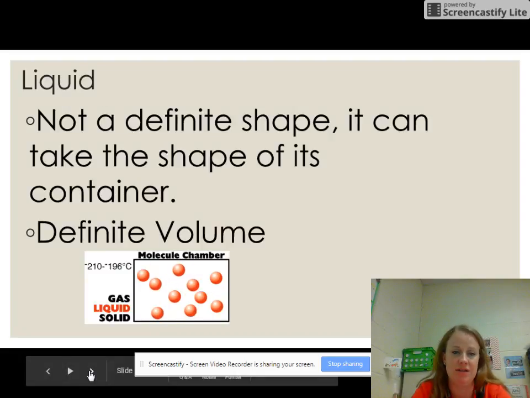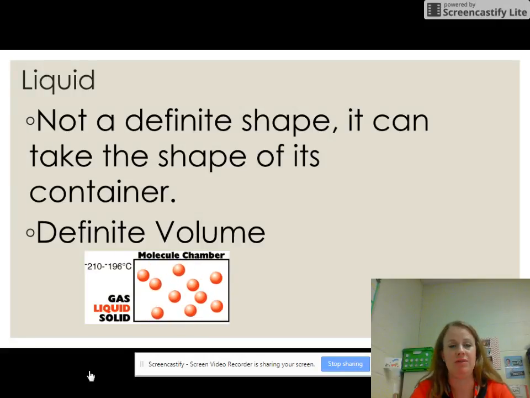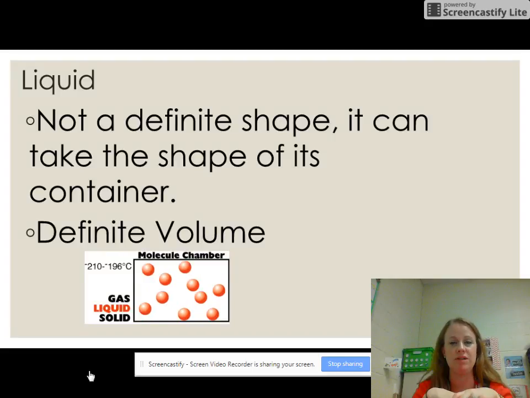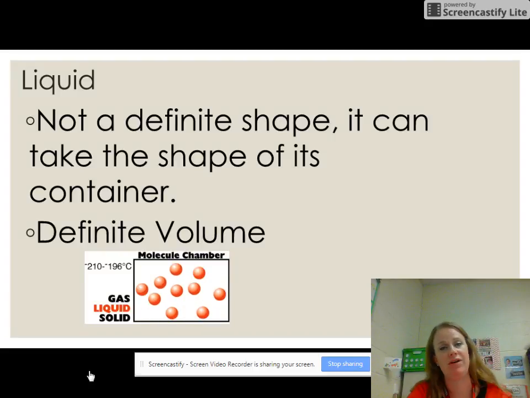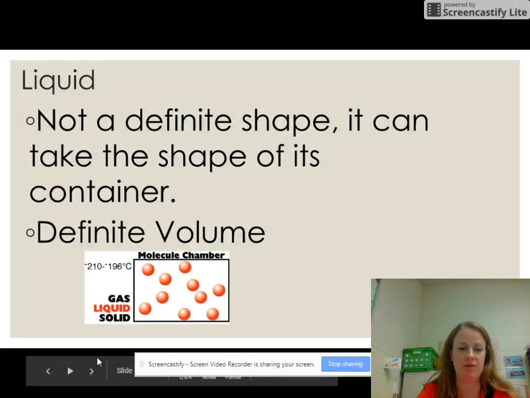Next, we have liquids. Liquids don't have a definite shape because they can take the shape of a container. Think of when you put water into a cup. The water takes the shape of the cup. They do have a definite volume, though, because you can measure their volume. Now, if you look at the molecules inside, they're a little bit more spread out than a solid, and they're moving a little bit faster.